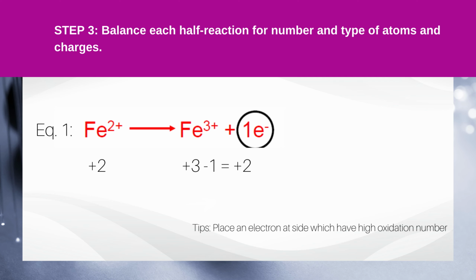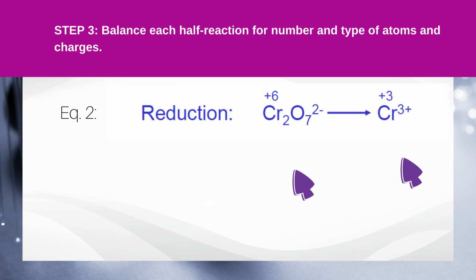Remember that half equation 1 is the oxidation process, in which Fe lost an electron to produce Fe3+, and the oxidation number increased from Fe2+ to Fe3+. So half equation 1 is oxidation process. Okay, let's move to half equation 2. So balance the half reaction, we focus on the number and type of atom first. So we need to ignore the oxygens.